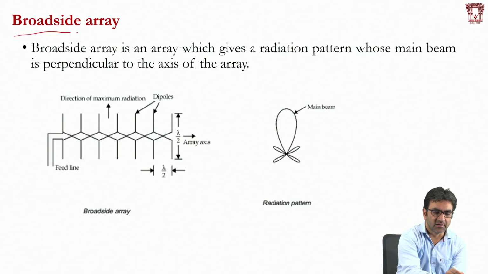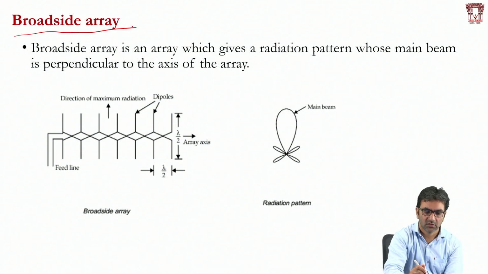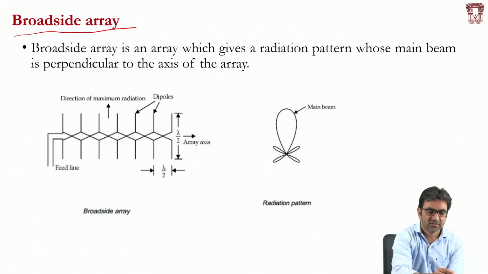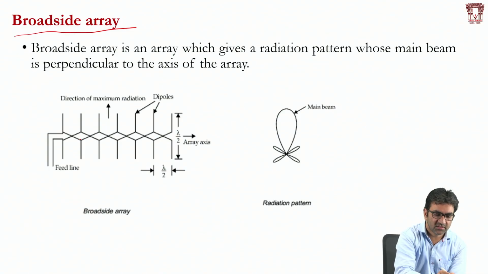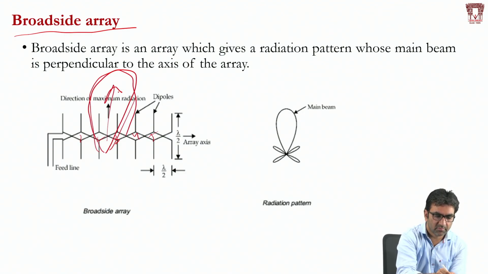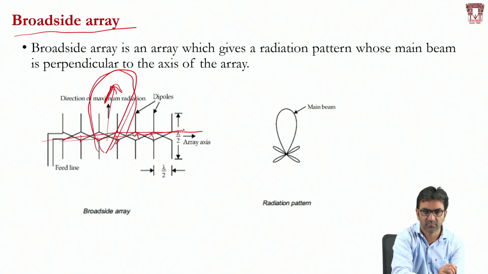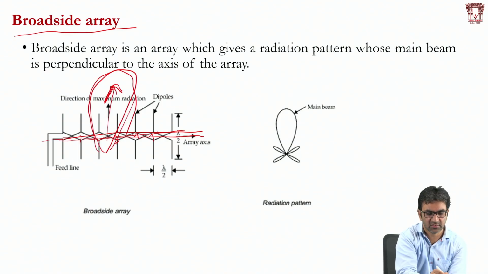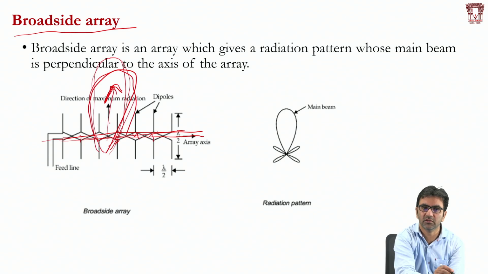Okay, and what is a broadside array? Suppose here this is an array, this is the antenna element 1, this is 2, this is 3, this is 4, this is 5. If the radiation pattern is perpendicular, that is the direction of the main beam is here like this, perpendicular to the axis of the array, here this is the axis of array and this is the radiation pattern. Here you can see the radiation pattern is perpendicular to the axis of the array. So this is called as broadside array.